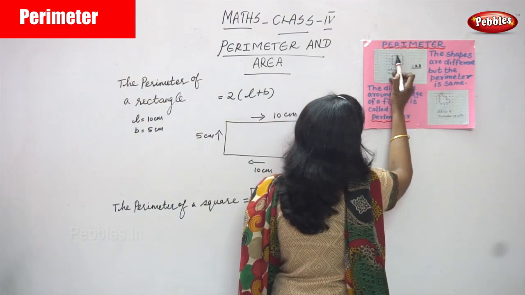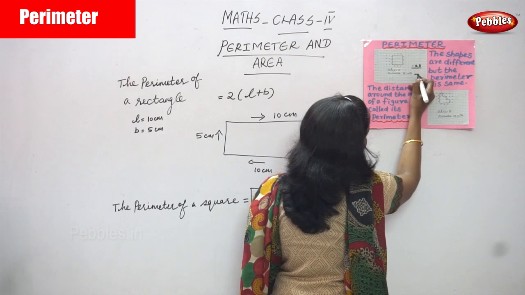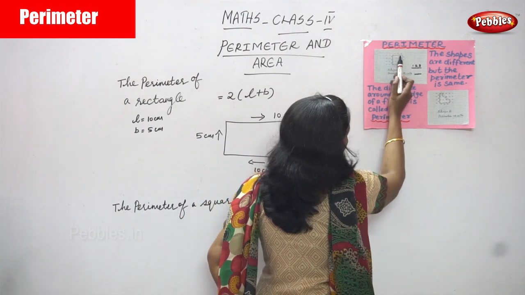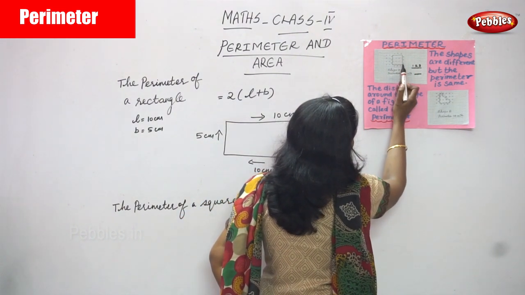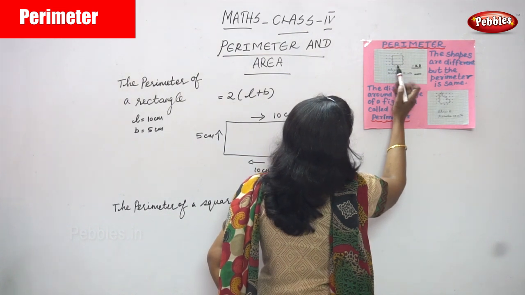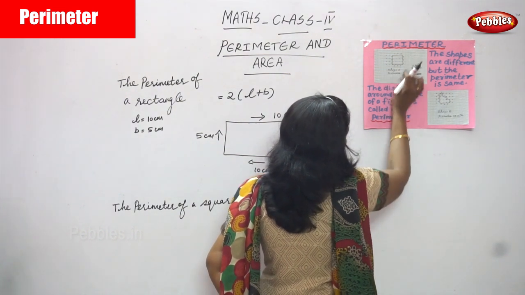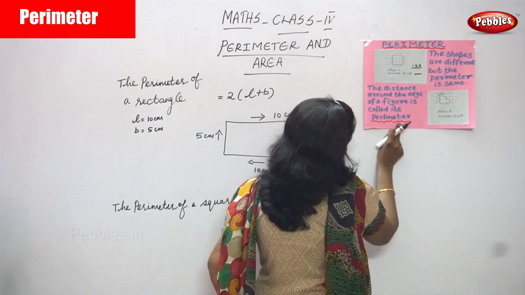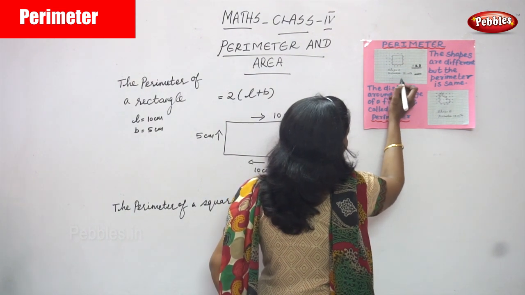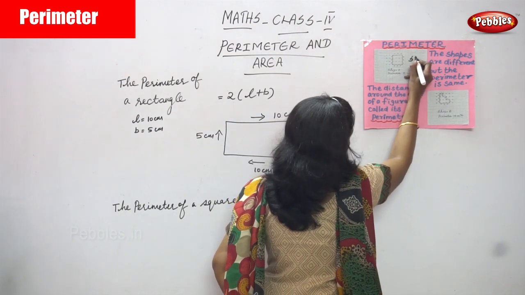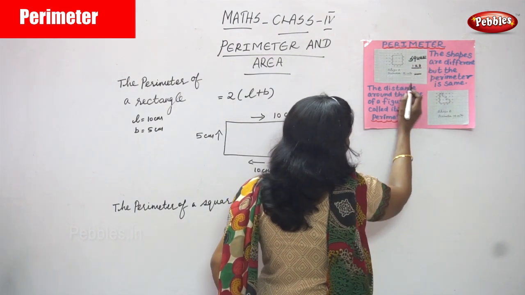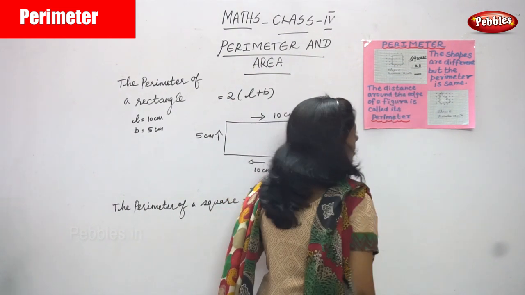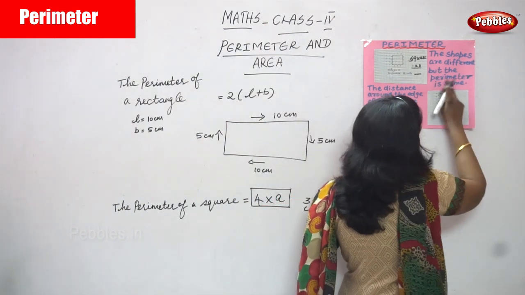From here to here 1 unit, again here to here 2 units. So 1 unit, 2 unit, 3 unit, then 4, 5, 6, 7, 8, 9, 10, 11 and 12. So altogether the distance around the edge of the figure, in this particular square, is called perimeter. That means shape A perimeter. The shape of the figure is a square. Shape A perimeter is equal to how much? 12 units.